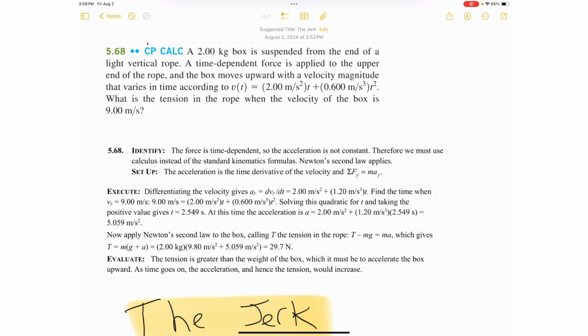Well, the second one is second. Sorry, the 2 is 2 meters per second squared plus 0.6 meters per second cubed t squared. What is the tension in the rope when the velocity of the box is 9 meters per second?